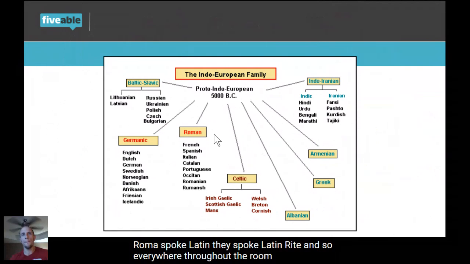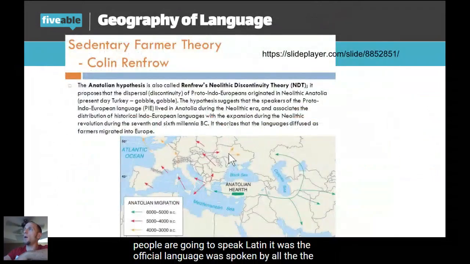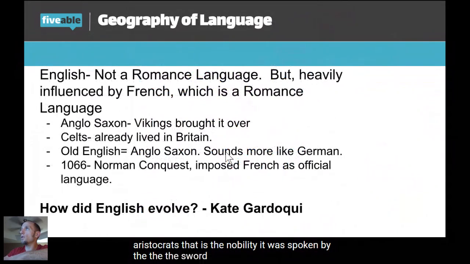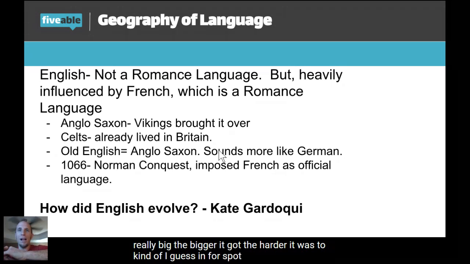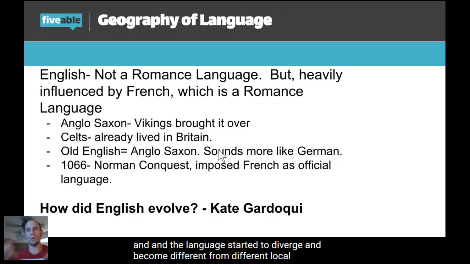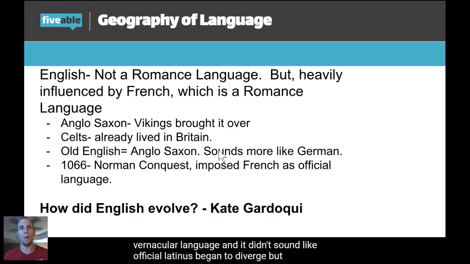And so everywhere throughout the Roman Empire, people were going to speak Latin. It was the official language. It was spoken by all the aristocrats, that is the nobility. It was spoken by the soldiers. It was the language spoken throughout the Roman Empire. But as time went on and the empire got really big, the bigger it got, the harder it was to enforce policy or whatnot, and the language started to diverge and become different in different local regions. And so even though the troops or the aristocracy might have spoken Latin, individuals started to speak a vulgar or vernacular language, and it didn't sound like official Latin. It began to diverge and become its own thing.